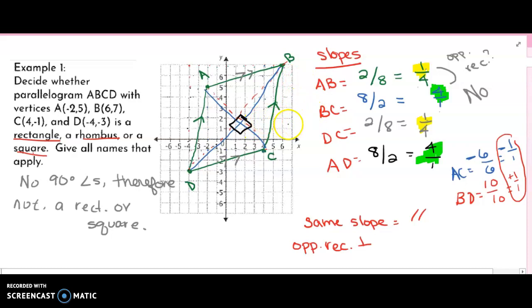And if you remember, if we go back to a rhombus, if the diagonals are perpendicular, then it's a rhombus. Okay, so I can say that this is a rhombus, but a rhombus only.